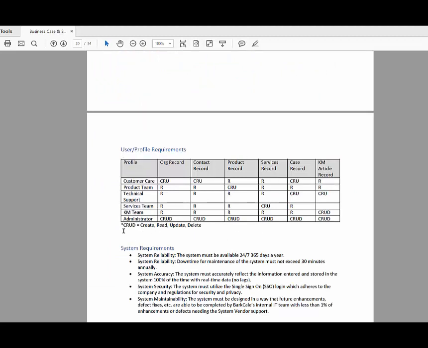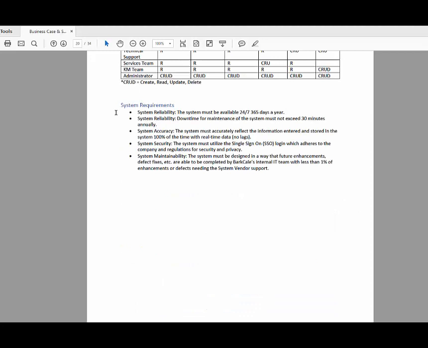When you have a new CRM system, you have users and profiles that will need to be set up to ensure that you have the right people in the system being able to create, read, update, and delete information within the system. This again was helpful to our IT developers to develop the profiles and the security that was needed in the system. We also analyzed system requirements.